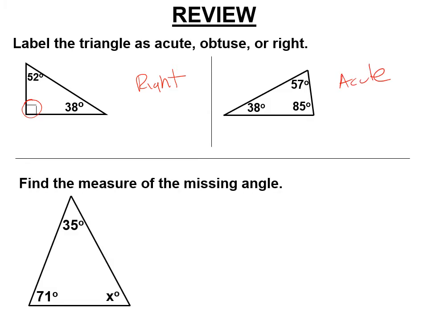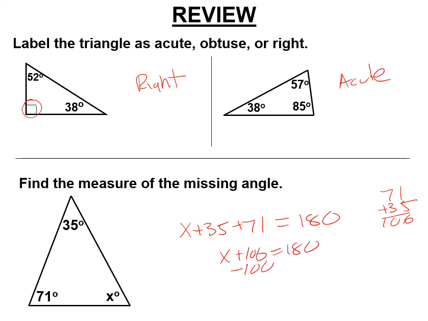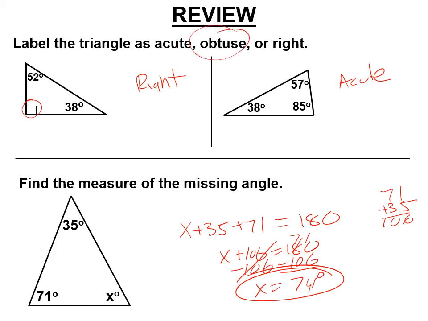Find the measure of the missing angle. All right, so we have x plus 35 plus 71. The three angles always add up to the same 180. 71 plus 35 is 106, so x plus 106 equals 180. Subtract 106 from both sides, and we have to borrow 4. I'm getting 74 degrees for x. By the way, if there was one angle more than 90 above, it would be the one that's obtuse.